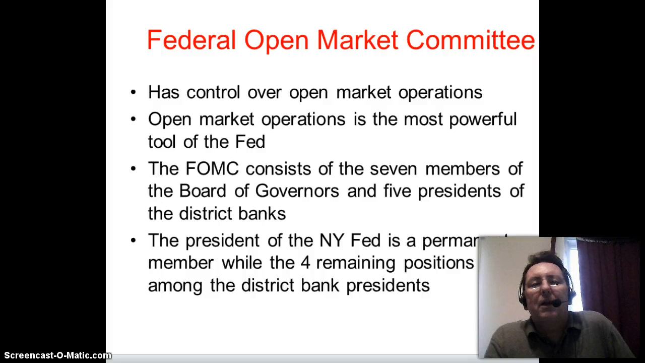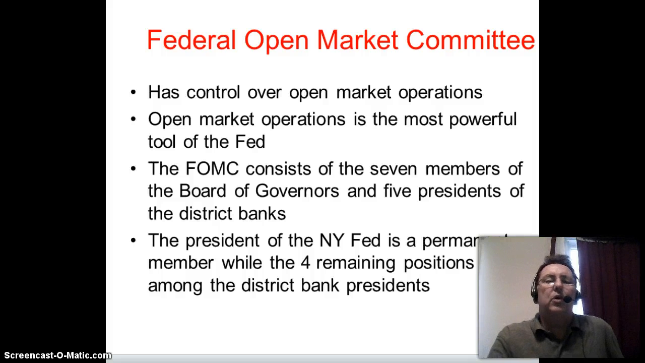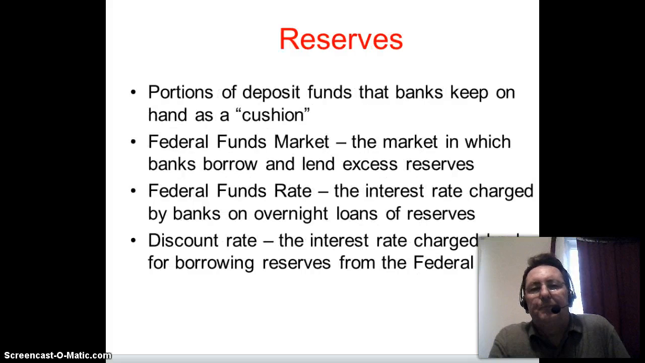The Fed Open Market Committee consists of the 7 members of the Board of Governors and 5 presidents of the district banks. Because New York is really the money center of the U.S., the president of the New York Fed is a permanent member, while the 4 remaining positions rotate among the district bank presidents.